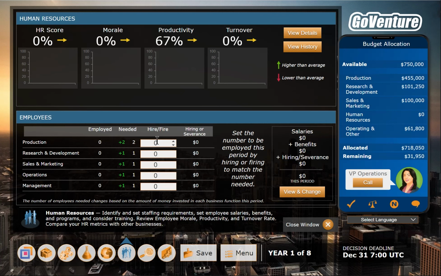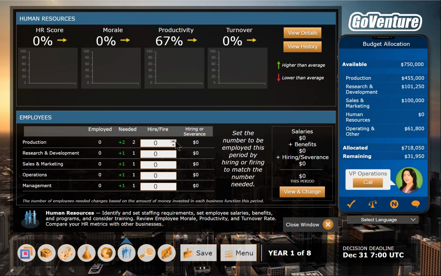As we make decisions and invest money in different areas of our business, so you can see on our phone where we're allocating our budget, the number of employees we need in each area of the business will start to increase. With GoVenture CEO, we're not managing individual employees. Instead, we have 5 departments: production, research and development, sales, marketing, operations, and management. The system tells us how many people we have employed, and again, since we're a new business, we don't have anyone employed yet, and how many employees we need.